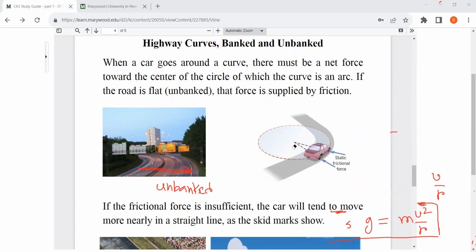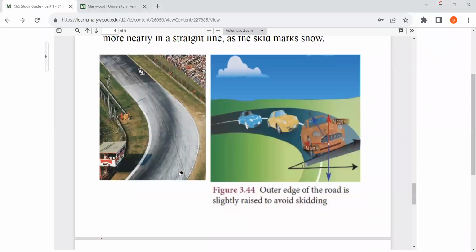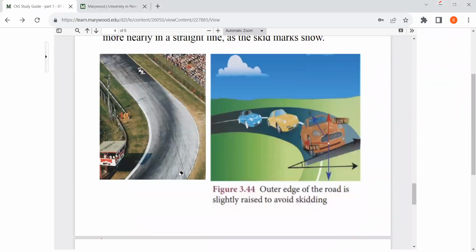Okay, and the last thing I want to tell you is the banked highway turn. Banked, as you already know, means the outer edge of the road is slightly raised to avoid skidding. So it's something like this. You see that? Nowadays most of the highway turns are banked.